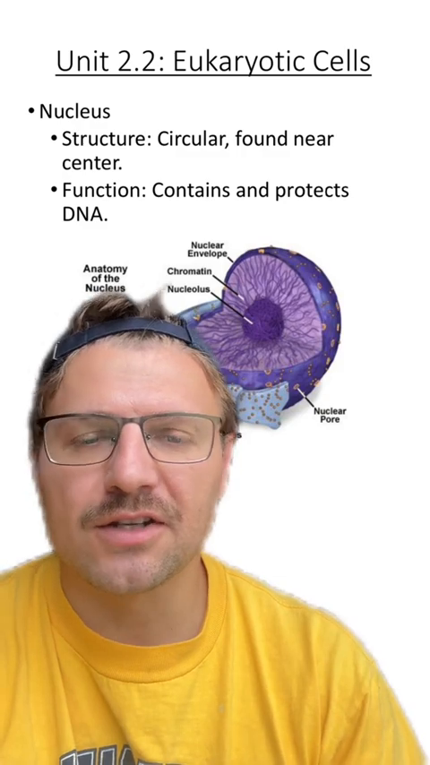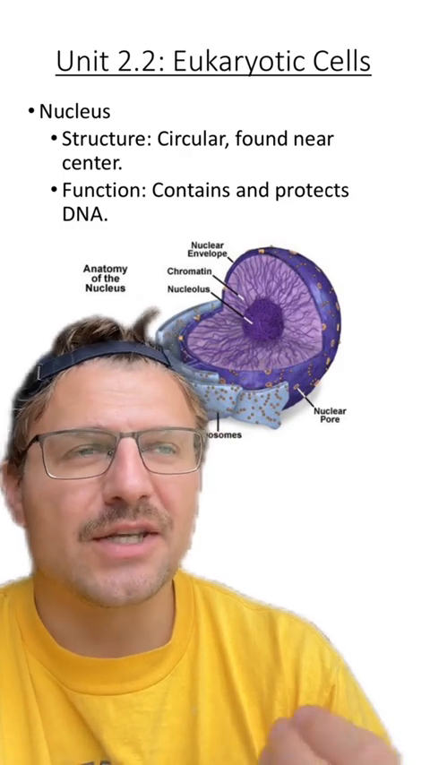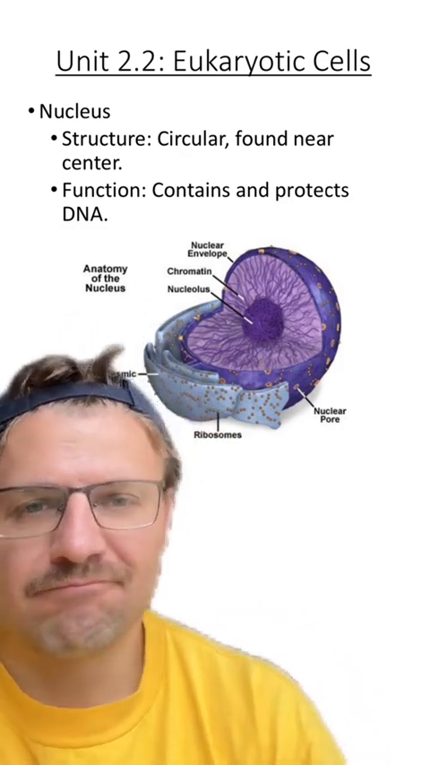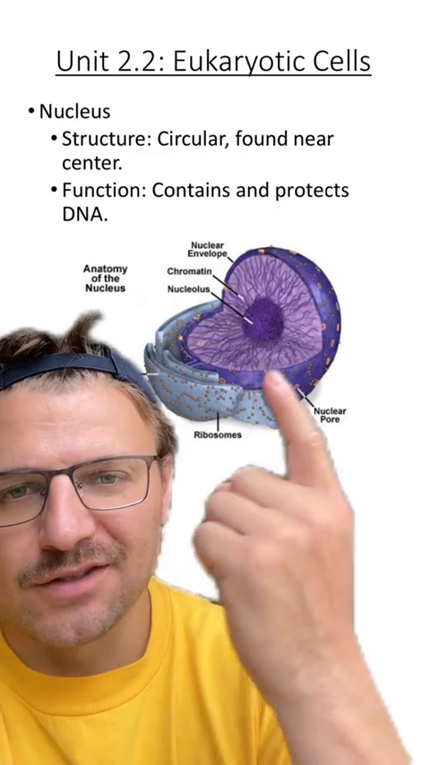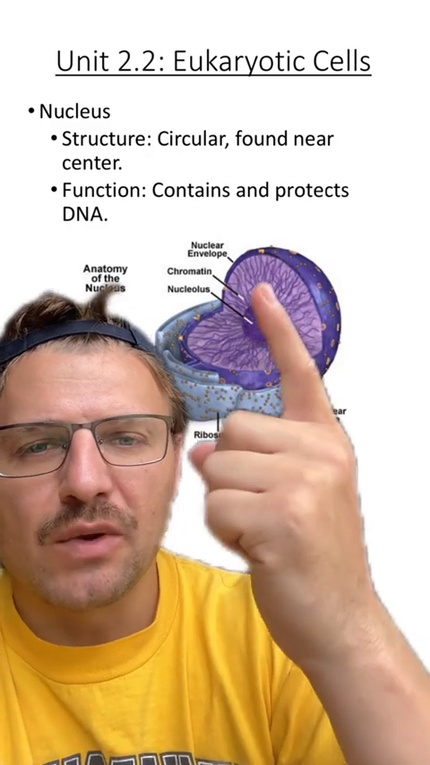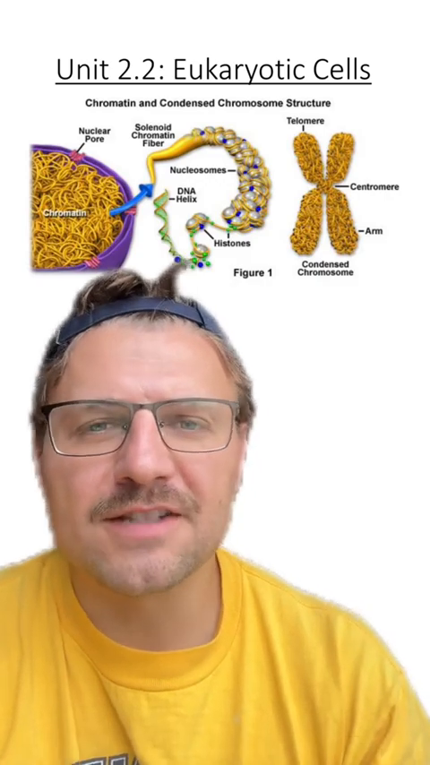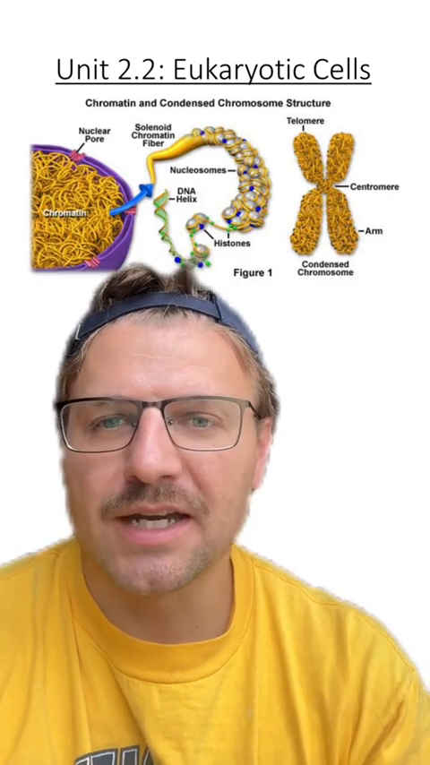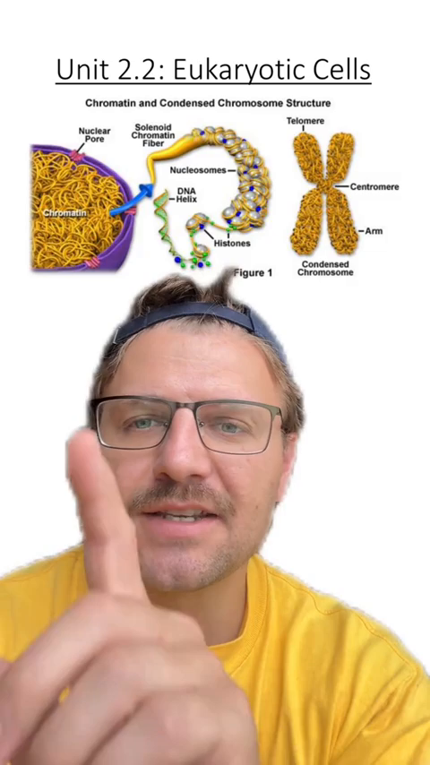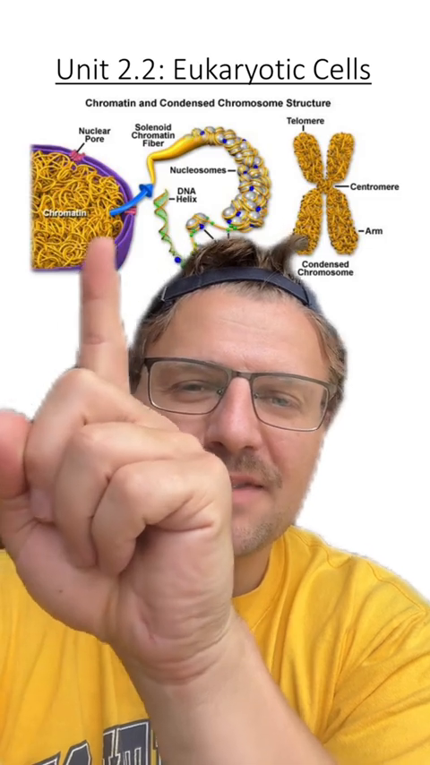One of the most notable structures when talking about eukaryotic cells is obviously the nucleus. And this is a circular structure found near the center of a cell, and its function is to contain and protect the DNA. Now, a lot of times we think of a nucleus that looks like this. You can see the outer membrane here. There's actually two membranes. You have the chromatin here in the middle and something called the nucleolus. I like to show this image when talking about the nucleus because most of the time the DNA is going to be not condensed, and it kind of looks like a bowl of spaghetti, as you can see here.